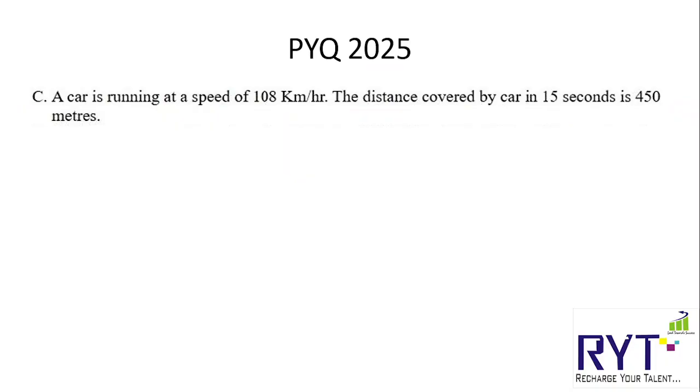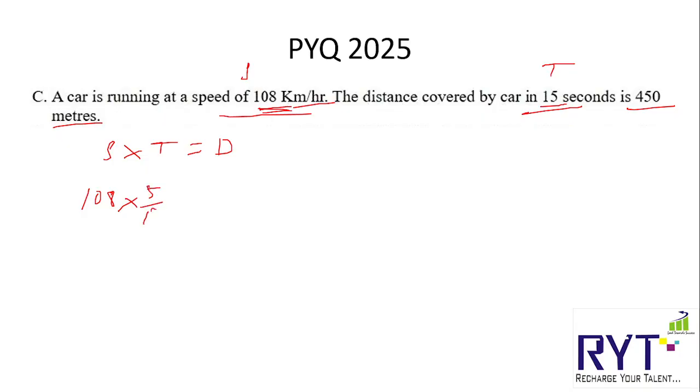One more question. A car is running at a speed of 108. Speed is given, time is given, and distance is asked. So we know the basic formula: speed into time is equal to distance. What is the speed? 108 km per hour. But if you observe, they have given time in seconds and distance in meters. It means speed also should be converted to meter per second. How do we convert speed to meter per second? Multiply with 5 by 18.